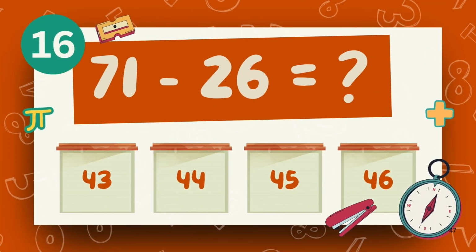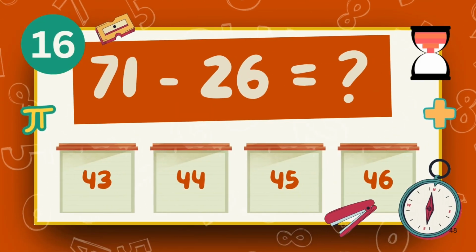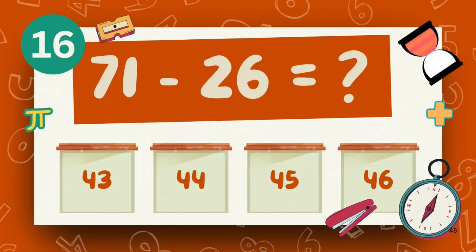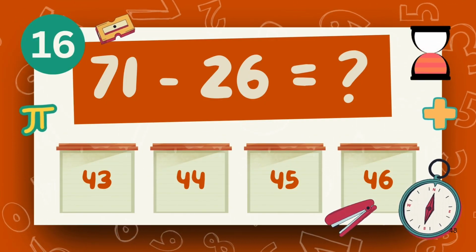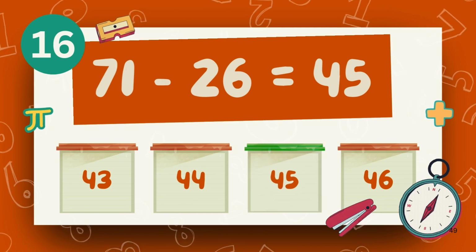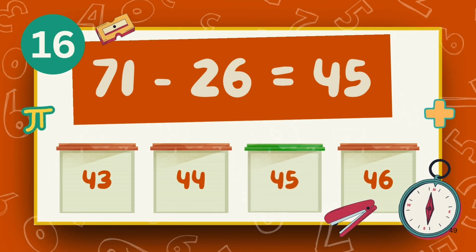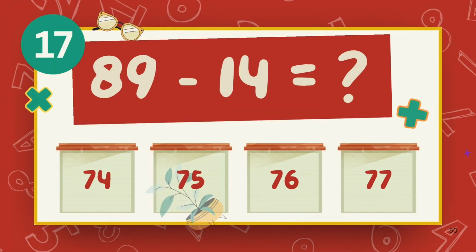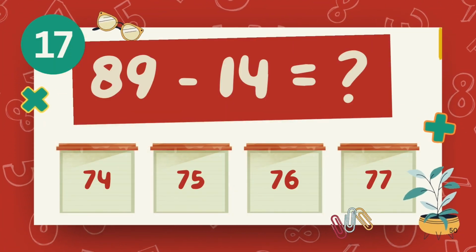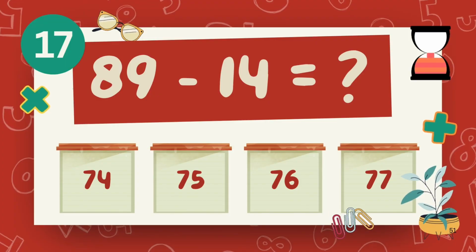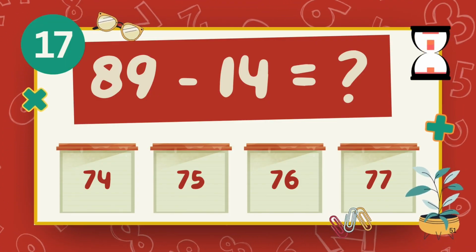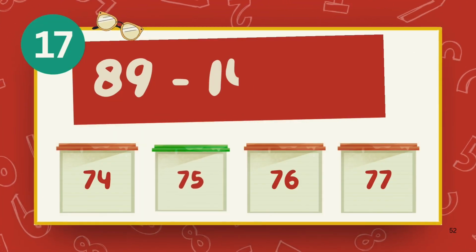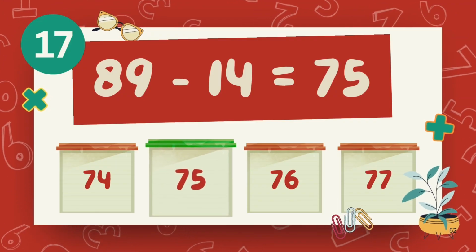What is 71 minus 26? The answer is 45. What is 89 minus 14? The answer is 75.